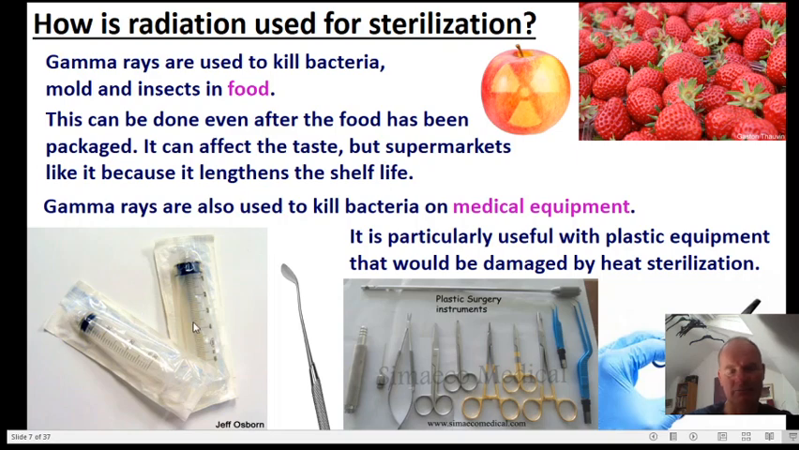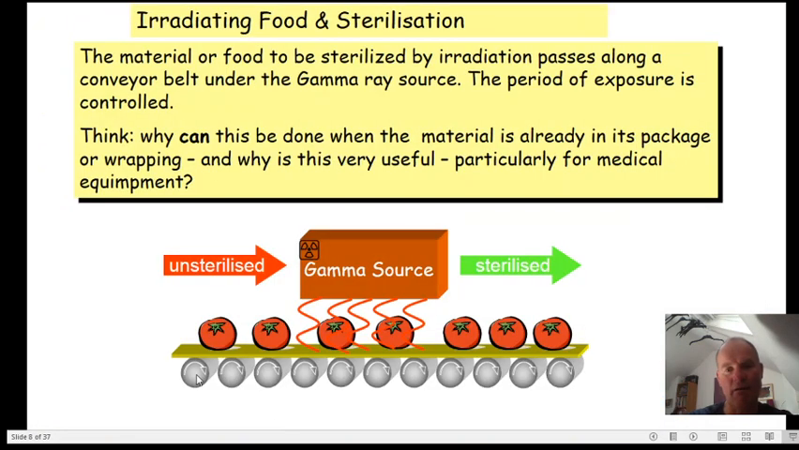There's an example of a couple of sterile syringes by the look of it, but again they can be irradiated inside their container. They can be sealed first and then irradiated. How it's done, really, basically some sort of conveyor belt, whether they're wrapped or unwrapped, pass them through a gamma source, irradiate them for a set period of time, and out they come sterilised. Have a think to yourself why it can be done with gamma rays when it's already in its package, and why is that therefore very useful, especially when you do medical equipment. You rip open the packet immediately before you need it, so it's going to be sterile right till its point of use.